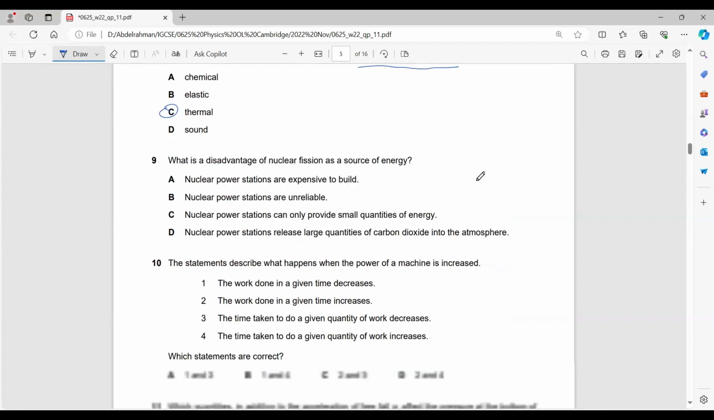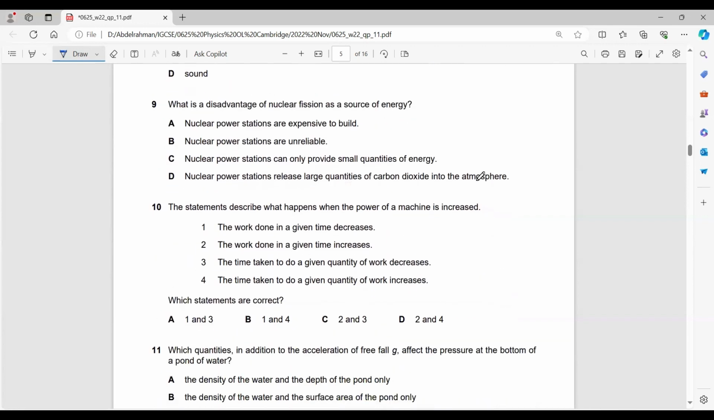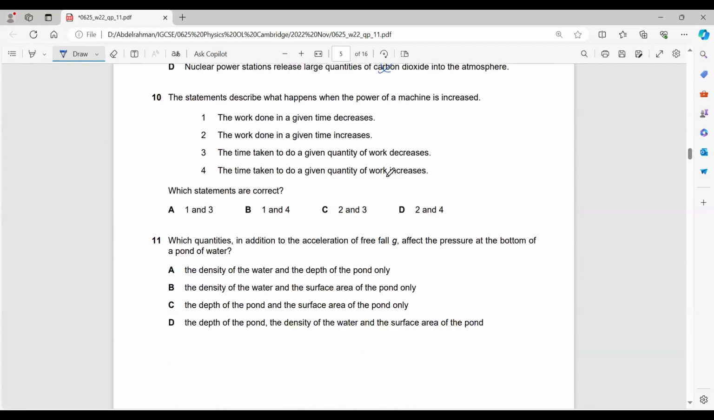What is a disadvantage of nuclear fission as a source of energy? Nuclear power stations are expensive to build. They are unreliable. They can only provide small quantities of energy. They release large quantities of carbon dioxide. They do not release carbon dioxide. They provide actually huge quantities of energy. They are reliable and definitely they are expensive. That is the problem. One of the disadvantages.